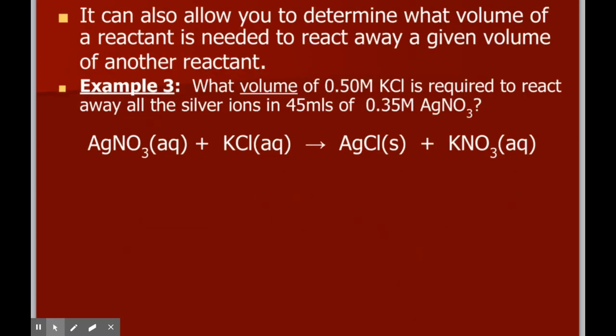Another type of problem that can be asked is it can give you a volume and a concentration of one solution, and then a concentration of a second solution, and ask you to find the volume of that solution. So here in example 3, it says what volume of 0.5 molar KCl is required to react away all of the silver ions in 45 milliliters of 0.35 molar silver nitrate. So the given information is 45 milliliters of 0.35 molar silver nitrate. And what we're looking for is the volume of 0.5 molar KCl.